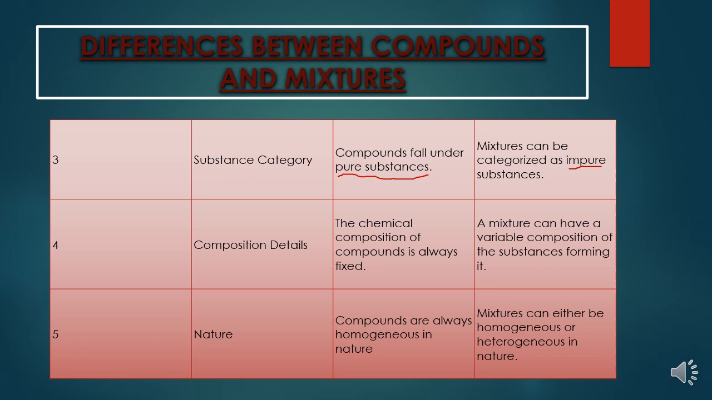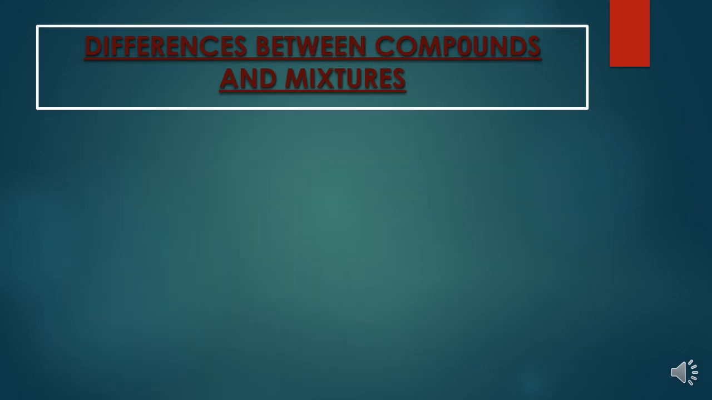It's also in terms of their nature, the differences in terms of their nature. Compounds are always homogeneous in nature. What does it mean? It means that if you combine the two, you are not going to have any differences. There is no distinction between the two elements or the two atoms that are forming a compound. Whereas a mixture can exist as a homogeneous mixture or a heterogeneous mixture. So these are the natures of a compound and a mixture.